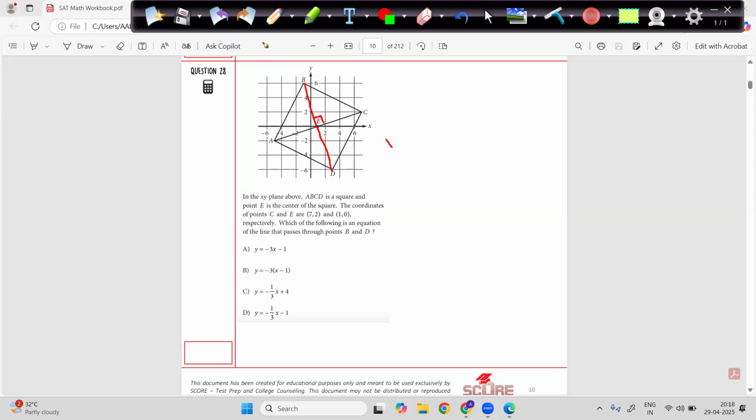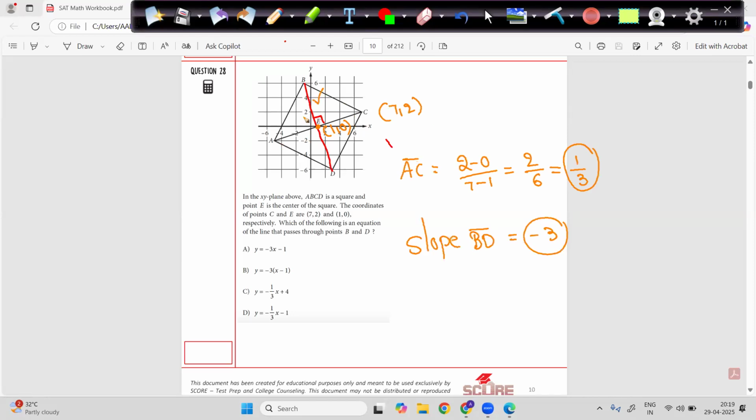So they give points C and E. The point C is (7, 2), and the point E is (1, 0). So slope of AC is (2 minus 0) by (7 minus 1), which is 2 by 6, which is 1 by 3. So since slope of AC is 1 by 3, slope of BD should be minus 3.